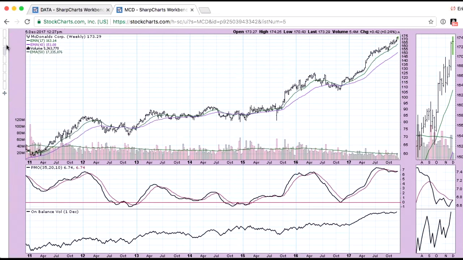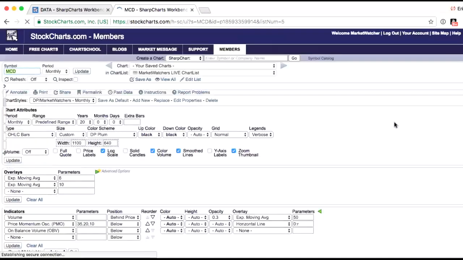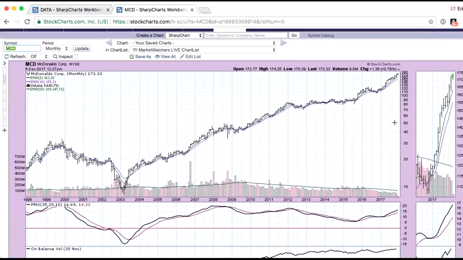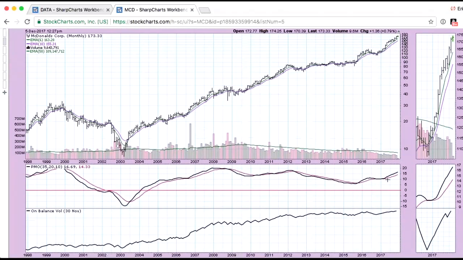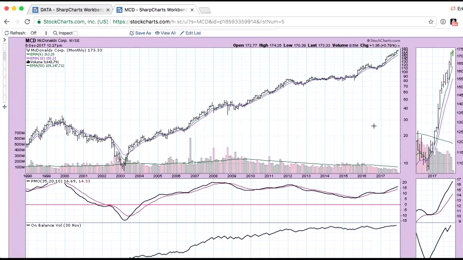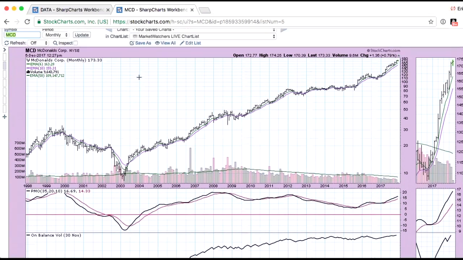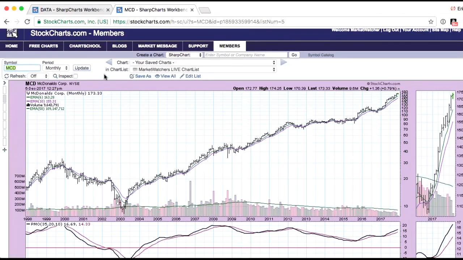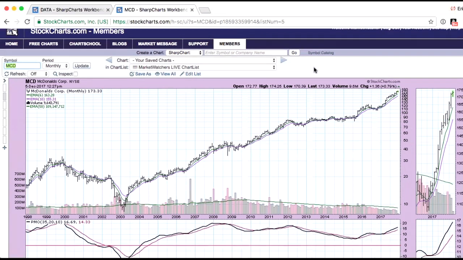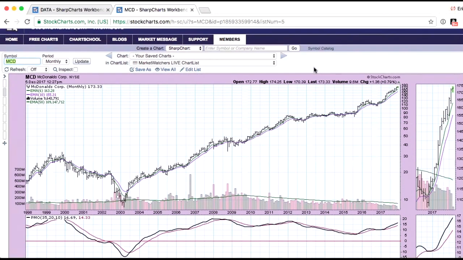And you could even pull up a monthly just to get a really long-term version of everything. And you can see in the very long term, the PMO is rising nicely. It had a little bit of a test of the signal line there and has turned back up. So as a long-term investment, this still looks good, but we're talking long term because this is a monthly chart. So, food for thought.